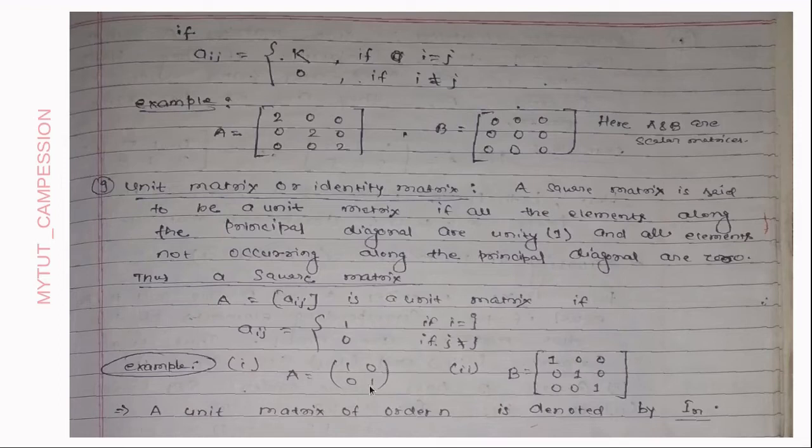Example: A is a 2 cross 2 matrix whose diagonal elements are 1, 1 and the remaining elements are 0. Now B is a 3 cross 3 matrix where all diagonal elements are 1 and the other elements are 0. A unit matrix of order n is denoted by In. When we have an identity matrix, its order is denoted by In, where n is equal to the number of rows and columns.